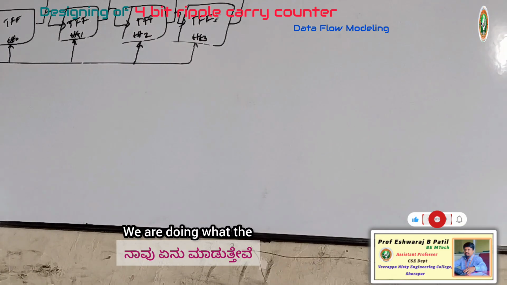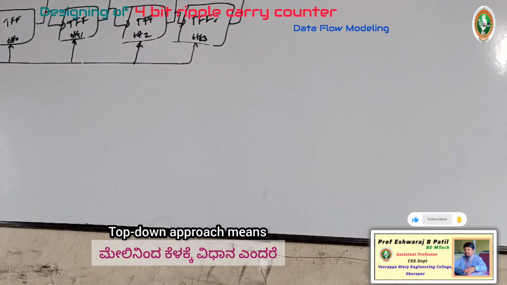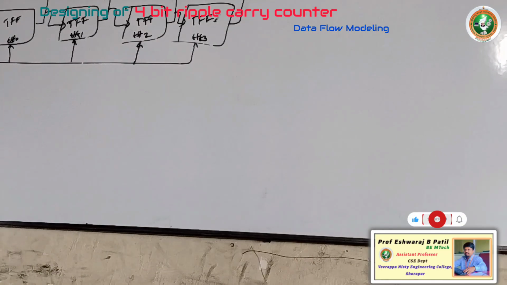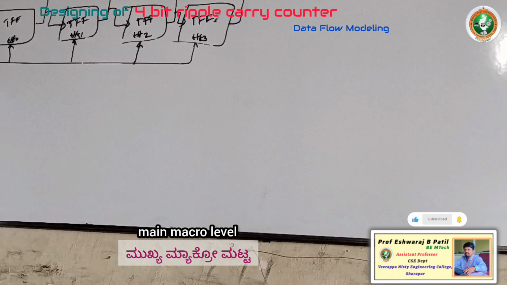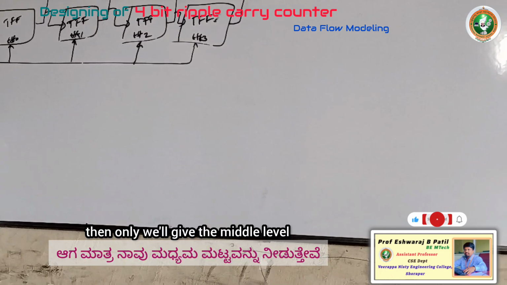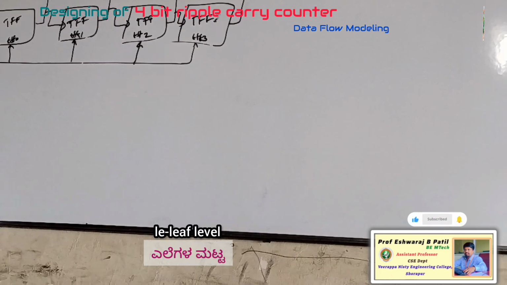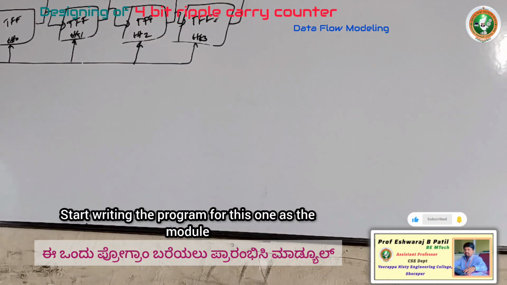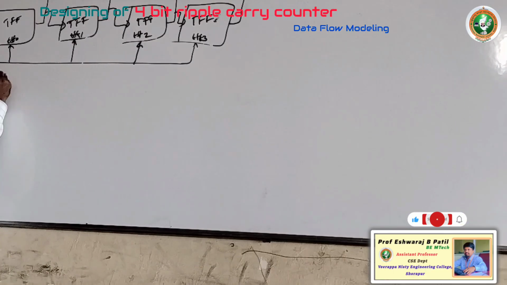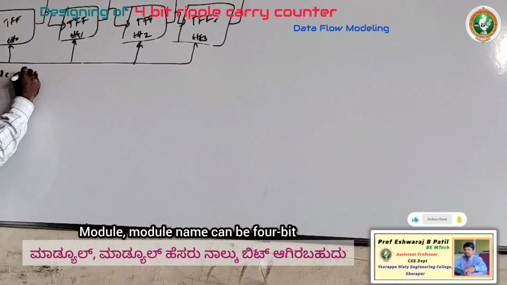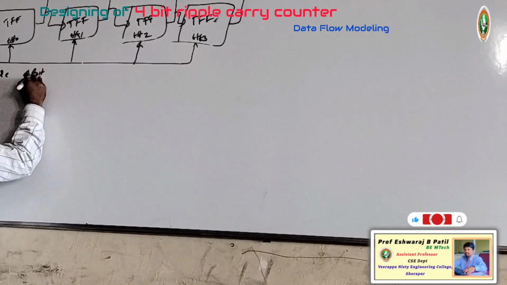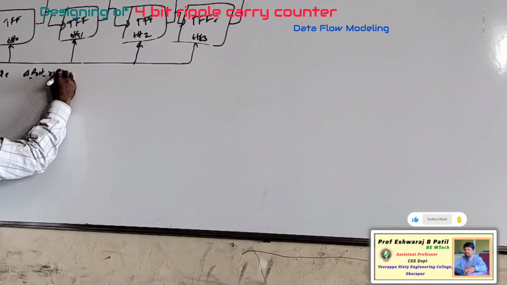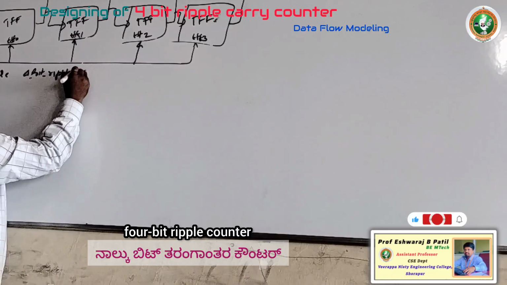We are applying the top-down approach. Top-down approach means we design the main macro level first, then the middle level, then the leaf level. This is the 4-bit ripple counter. Start writing the program for this as the module. The module name can be 4-bit ripple counter.